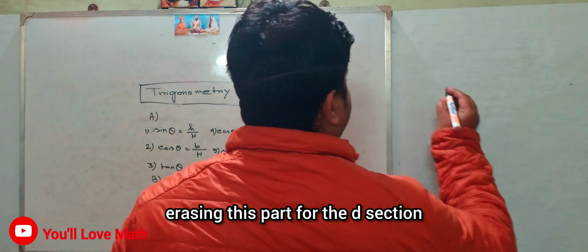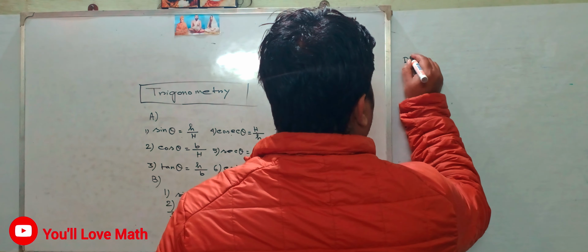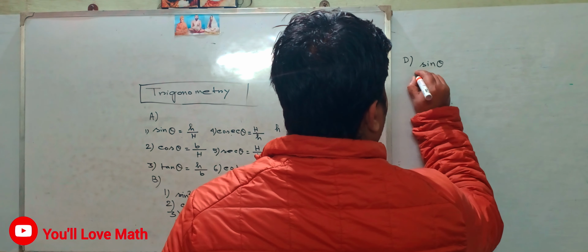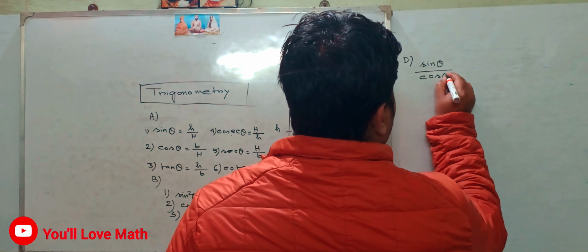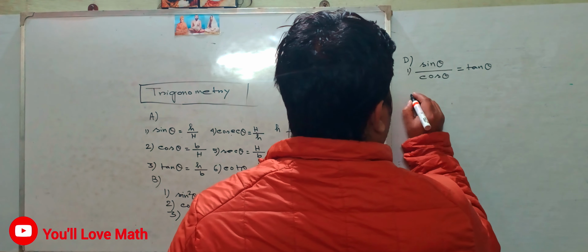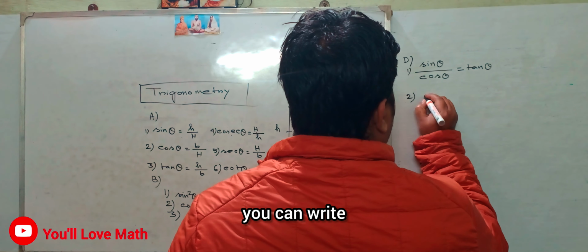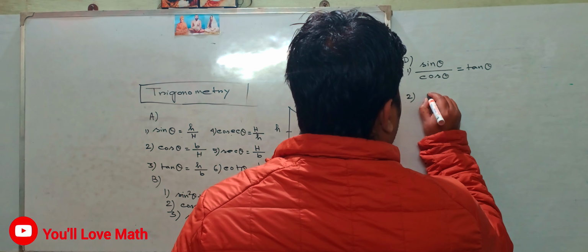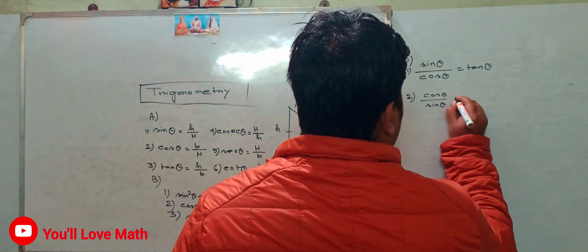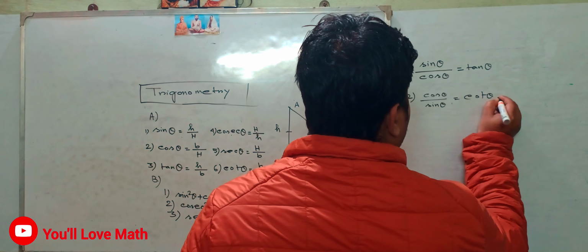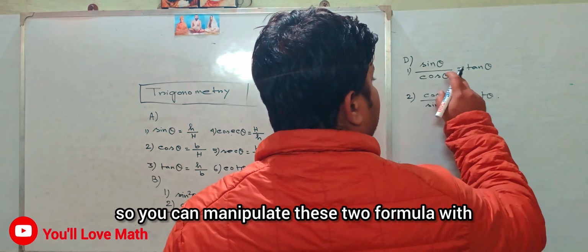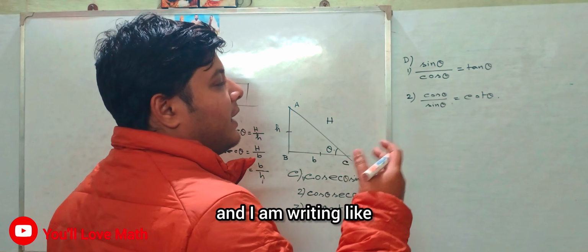For the D section you can write sin theta by cos theta equals to tan theta, D1. For section D2 you can write cos theta by sin theta equals to cot theta. Fine. So you can manipulate these two formulas into different forms, and I am writing like that.